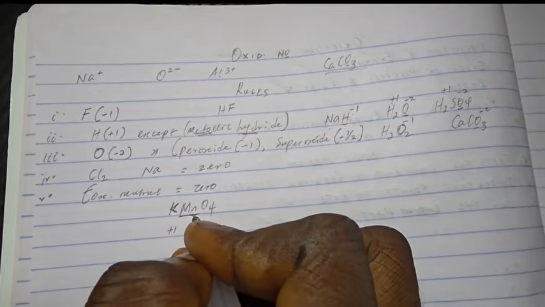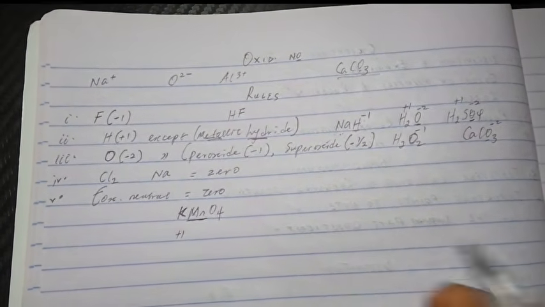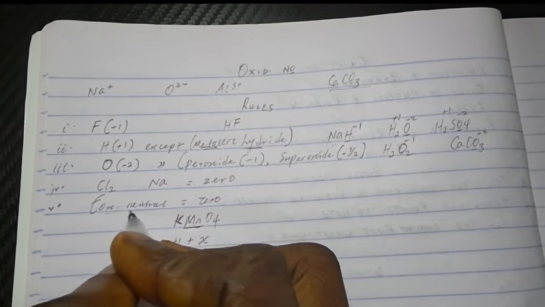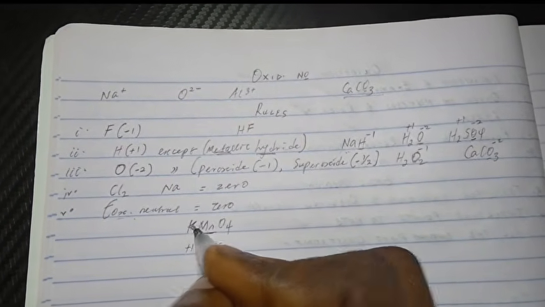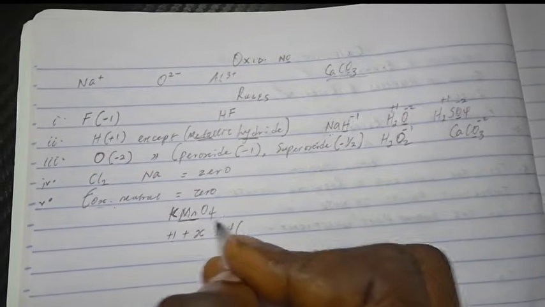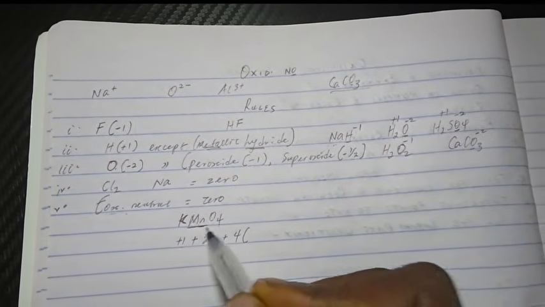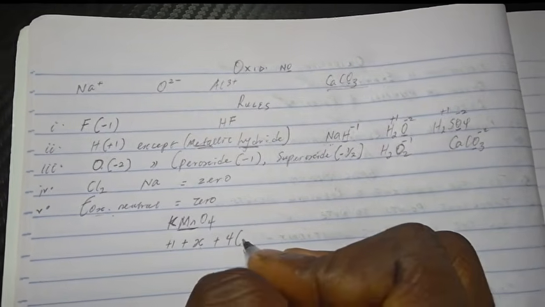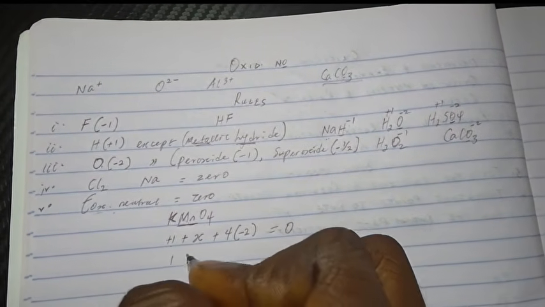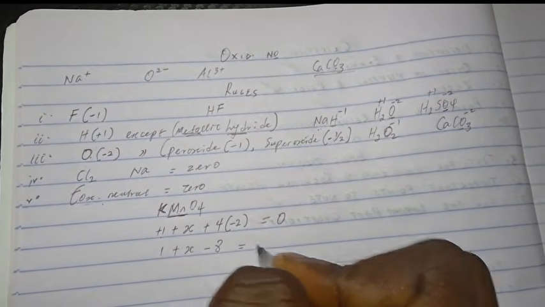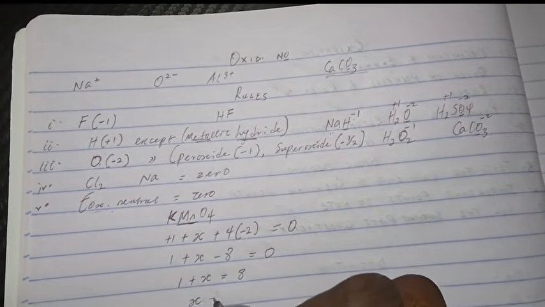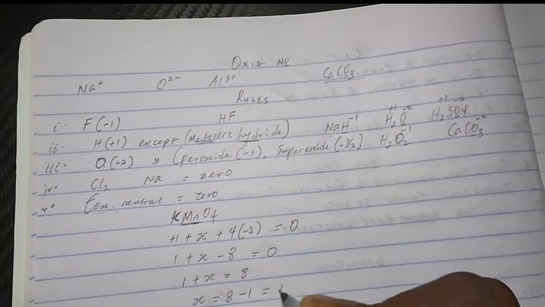So let's say I don't know that of manganese, because it can have different oxidation states. Then we call that X. It said the sum of all of the oxidation states, so I want to sum everything. That of potassium is +1. That of manganese is X, plus 4 times oxygen. I said anywhere you see oxygen, the oxidation state is always -2. Then that will be equal to 0. So 1 plus X minus 8 is equal to 0. Then 1 plus X is equal to 8, so X is equal to 8 minus 1, and that is +7.